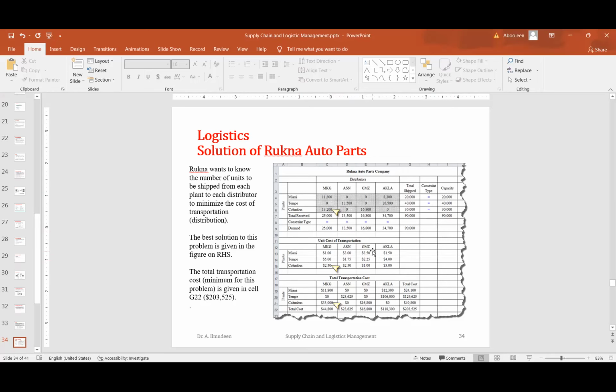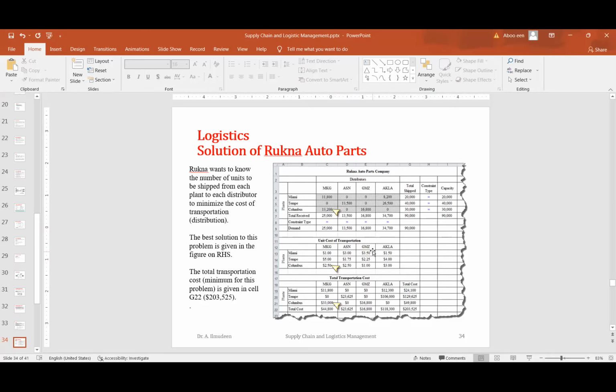Okay. 8,200, the transportation cost is 1.5, and 12,300 cost. Same as 26,500, the requested demanded quantities. The transportation cost is 4 and 160,000. So likewise, they have calculated for each and every column.